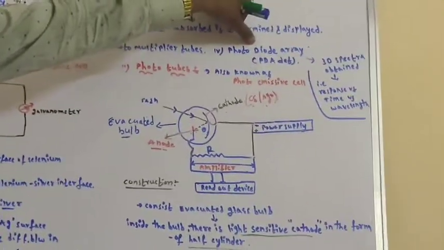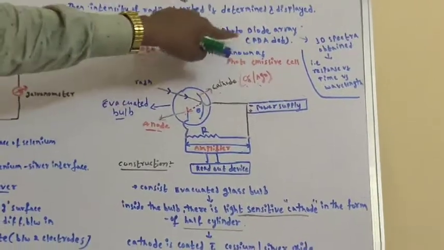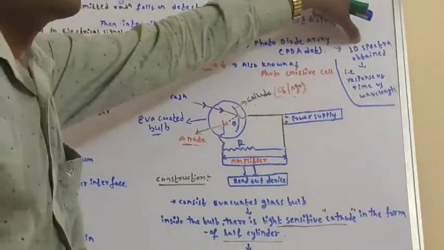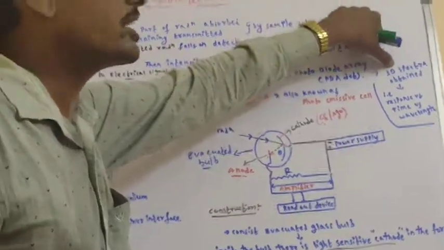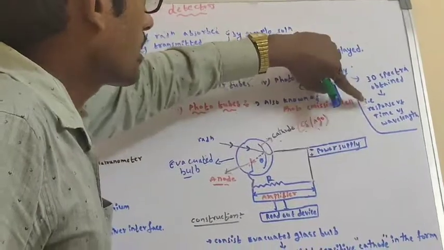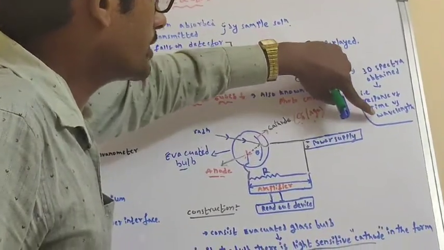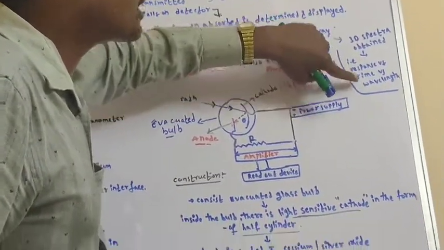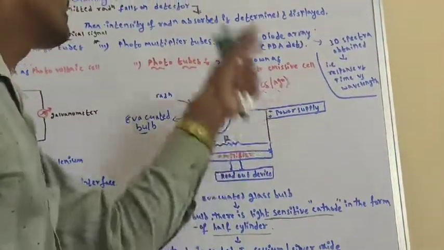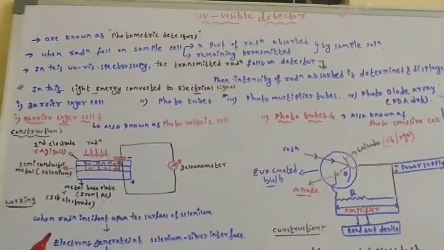And the last detector is the photodiode array detector, also known as the PDA detector. This detector gives 3D spectra. Three dimensions means response versus time versus wavelength. Spectra is obtained by the photodiode array. This is about UV visible detectors. It is a very important topic.